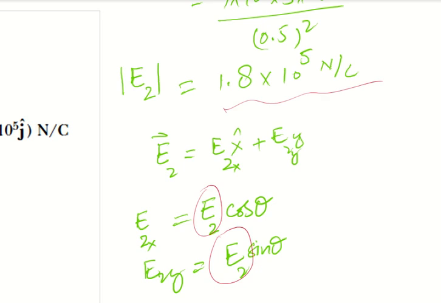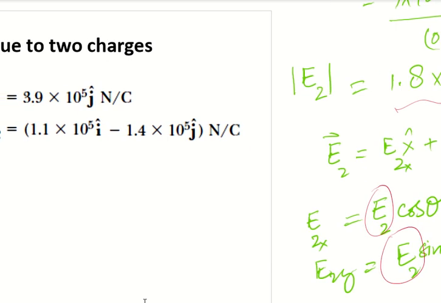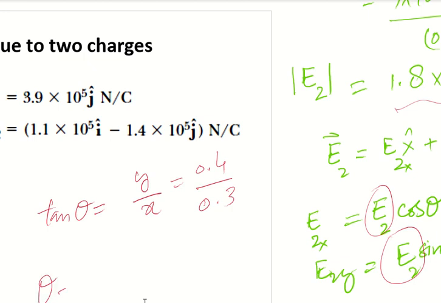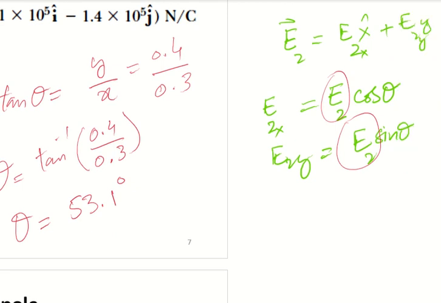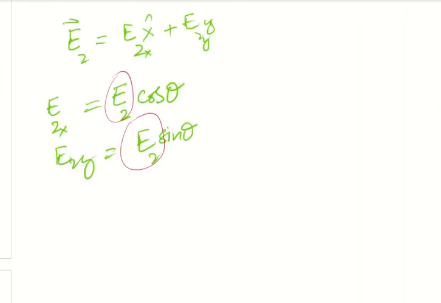Again, I told you before, the relationship is tan of theta is equal to y over x, and y is 0.4 and x is 0.3 in terms of distances, and from here you can get theta as inverse tan of 0.4 over 0.3, and from here you will get an angle of 53.1 degrees. It's a simple calculation if you use the calculator. So we have now theta, that is 53.1 degrees, and you just have to plug values of theta here.